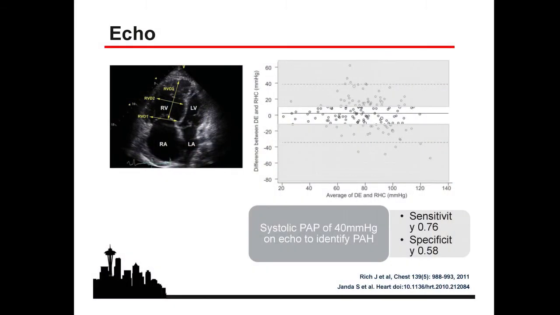The echocardiogram is a lot of times the way that people find their way to a diagnosis of pulmonary hypertension. And a lot of times the way that people are diagnosed with pulmonary arterial hypertension, whether that's the correct diagnosis or not.